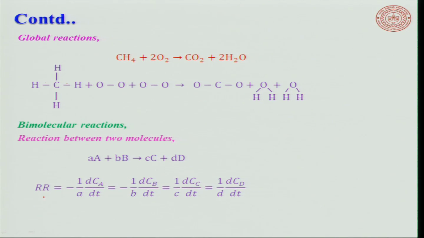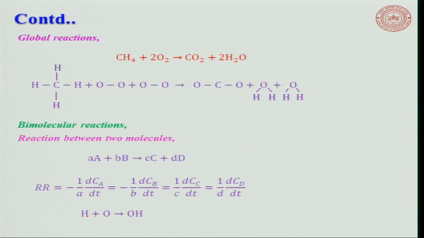So, I can write this reaction rate as minus 1 over a dC_A by dt, with the minus sign because it is getting consumed, and similarly equal to minus 1 over b dC_B by dt, because reactant B is also getting consumed, which is equal to 1 over c dC_C by dt and 1 over d dC_D by dt. So, it is saying that the reaction rate for each species, in one case is getting consumed, in the other case is getting produced.